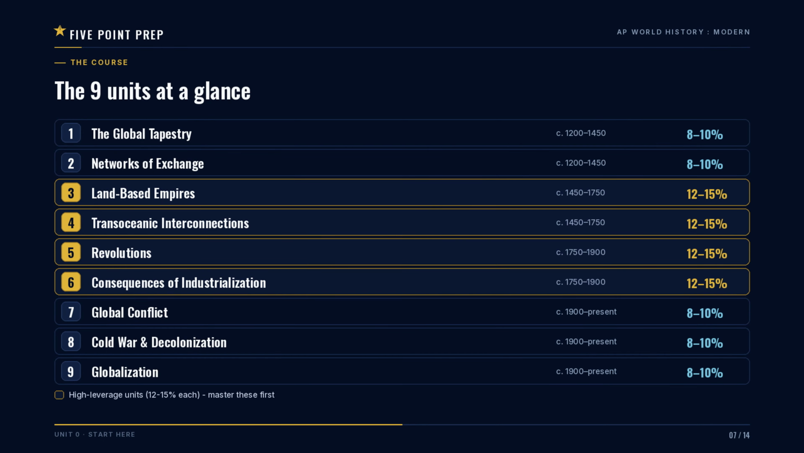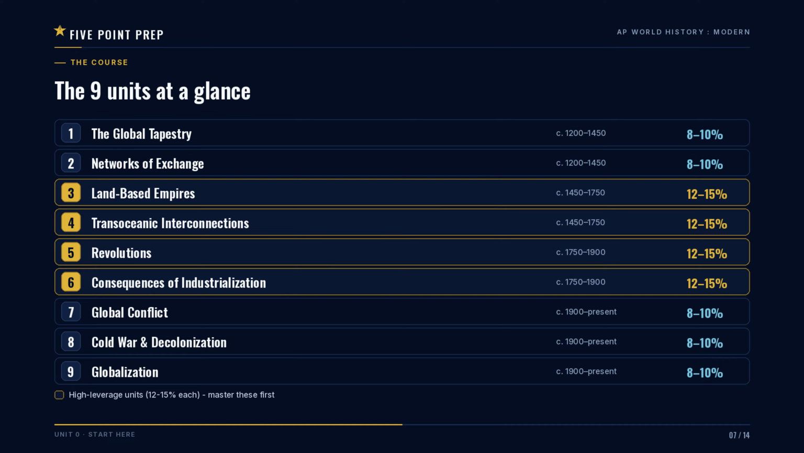Here is the whole course on one screen. 9 units, in order, each with its time period and how much of the multiple choice section it tends to cover. Notice the 4 highlighted units in the middle. Land-based empires, transoceanic interconnections, revolutions, and consequences of industrialization. Together, Units 3 through 6 make up roughly half of the multiple choice questions. They are your high-leverage units.